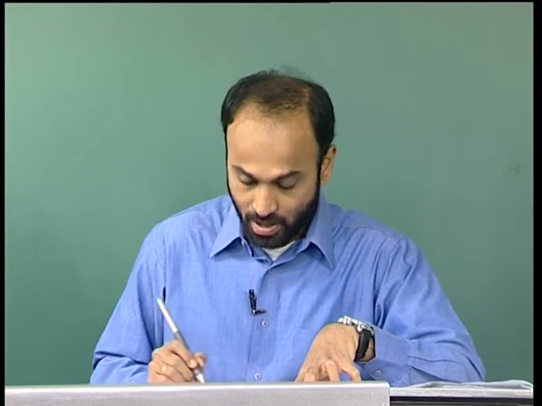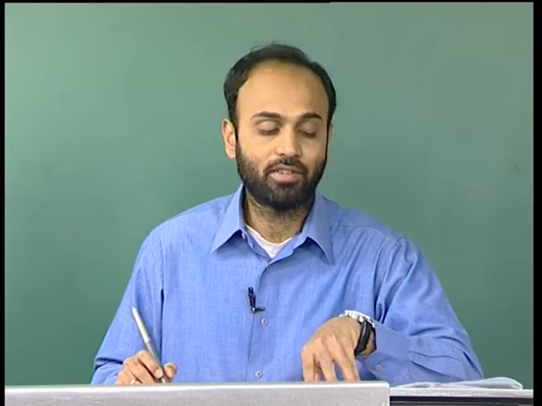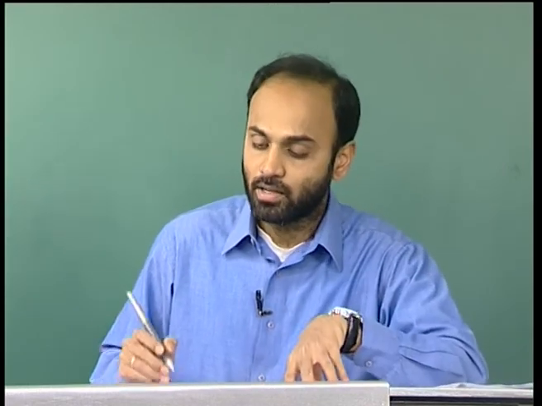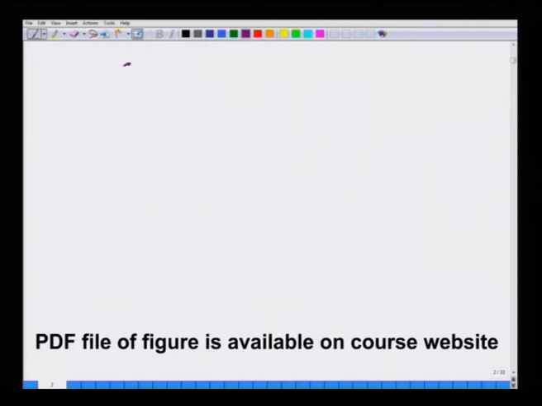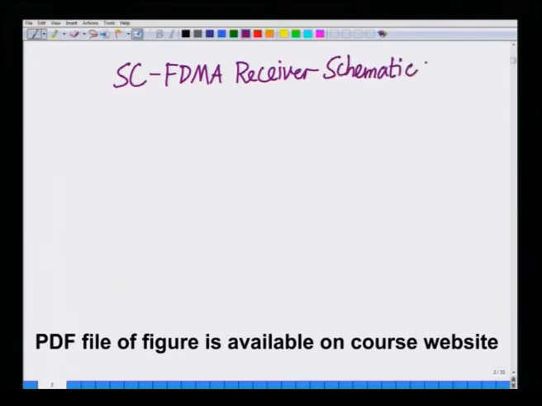How does the SC-FDMA receiver schematic look? We have looked at the SC-FDMA transmitter schematic. Now what we want to do is look at the SC-FDMA receiver schematic, and it looks as follows. What we want to do is essentially add the receiver similar to OFDM.